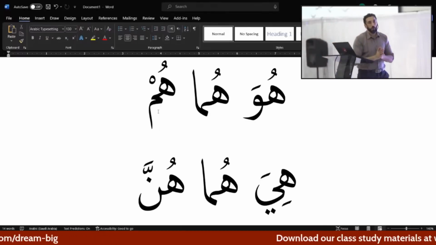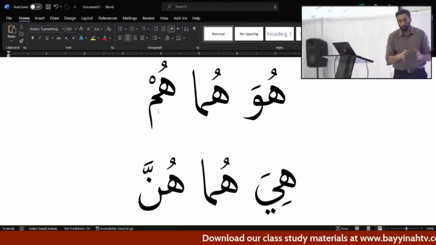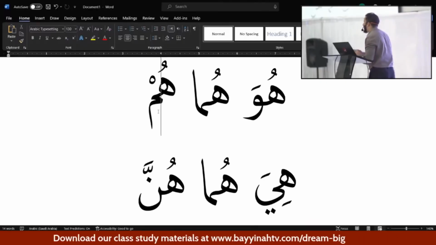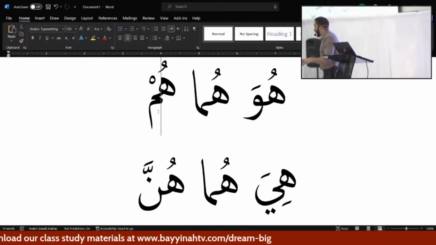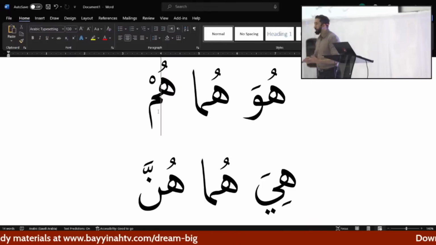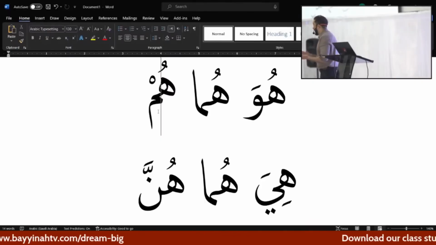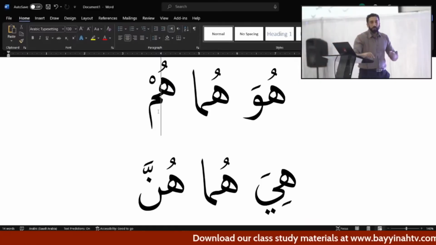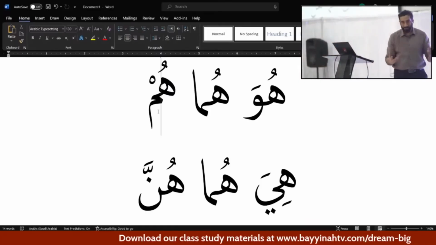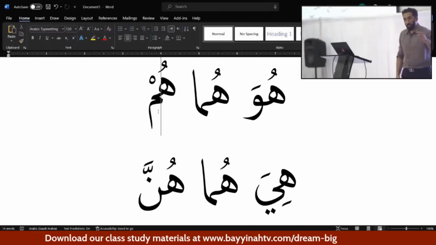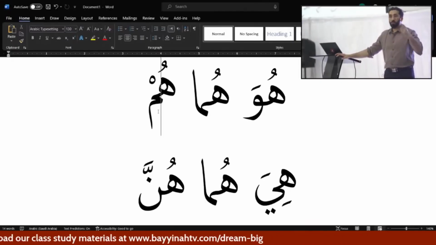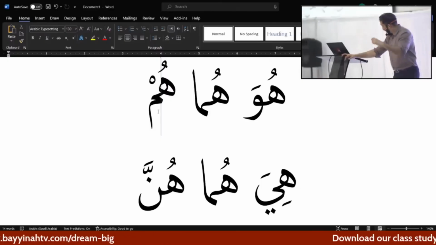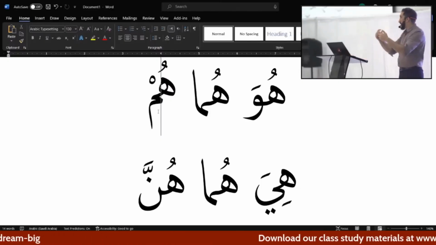All of these are called independent pronouns. I'll say that again. All of these are called what? Independent pronouns. And I have taught you that independent pronouns are always rafa'. They're always what? Rafa'. Each one of them has a cousin or 2 cousins. Those cousins can only be nasab or jar. The cousins can only be what? Nasab or jar. And each cousin can be either one.